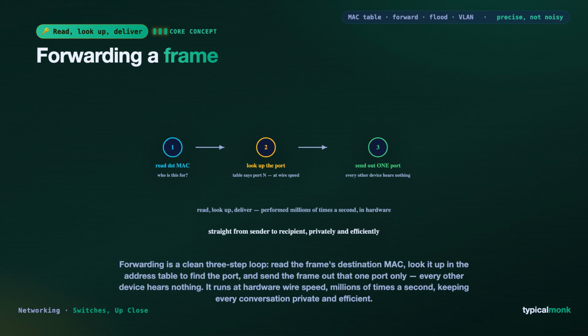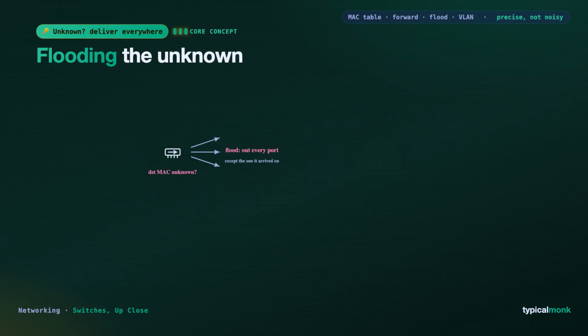To forward a frame, the switch reads its destination MAC address, looks up the matching port in its address table, and sends the frame out only that one port. A fast, hardware-speed lookup-and-deliver loop that keeps every conversation private and efficient. There is one case the forwarding steps do not cover.